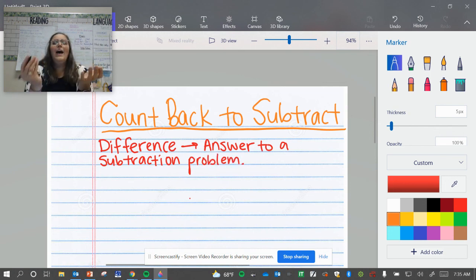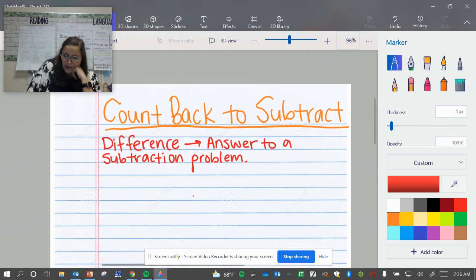Okay, so if I have 6 Hershey's Kisses and you have 4 Hershey's Kisses, I want to know the difference between ours, right? So how many more do I have than you? So in this case, if I do 6 minus 4, I know that that answer is 2. The difference is 2 Hershey's Kisses. So that's why the answer to a subtraction problem is called the difference, all right?